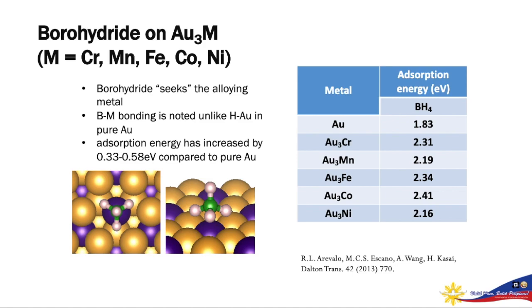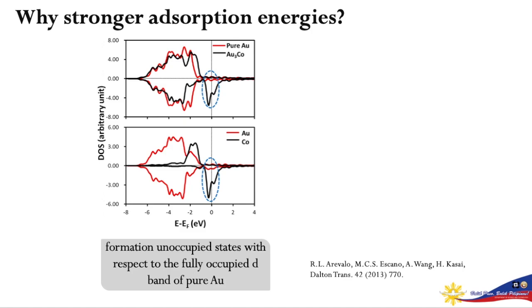In order to understand the increase in the adsorption energy of borohydride on these alloyed surfaces, we analyze the density of states of the system. In this first figure, I show here the density of states projected on pure gold, which is the red plot, as well as the gold-cobalt alloy to represent the alloy systems, that is the black plot. Here we see that for the case of pure gold, the D-band is fully occupied. But for the case of the alloy systems, there is an emergence of unoccupied states near the Fermi level.